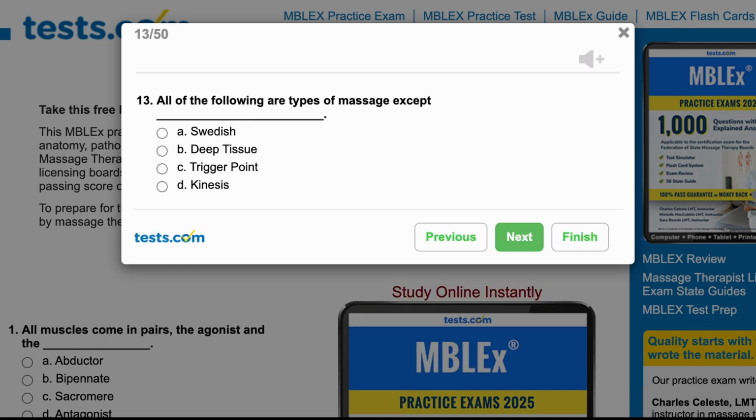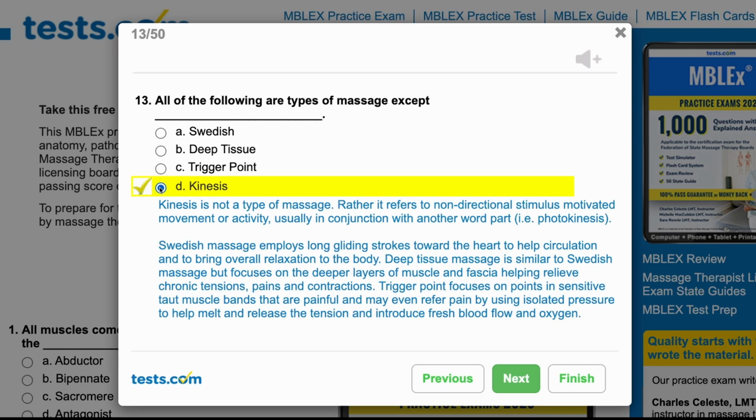Question 13. All of the following are types of massage except A. Swedish, B. Deep tissue, C. Trigger point, or D. Kinesis. D. Kinesis. Kinesis is not a type of massage. Rather, it refers to non-directional stimulus-motivated movement or activity, usually in conjunction with another word part, i.e. photokinesis. Swedish massage employs long gliding strokes toward the heart to help circulation and bring overall relaxation to the body.